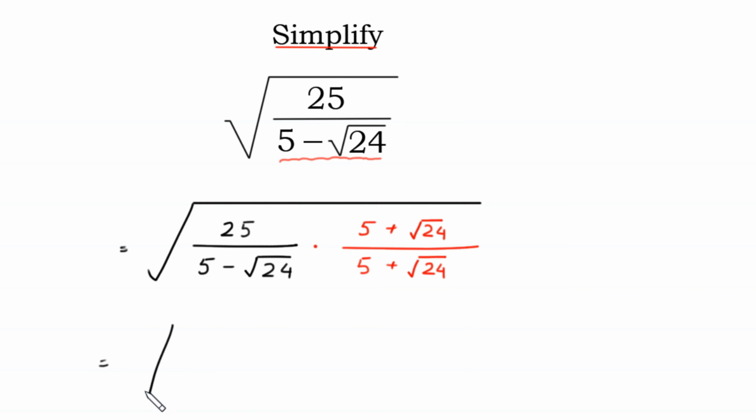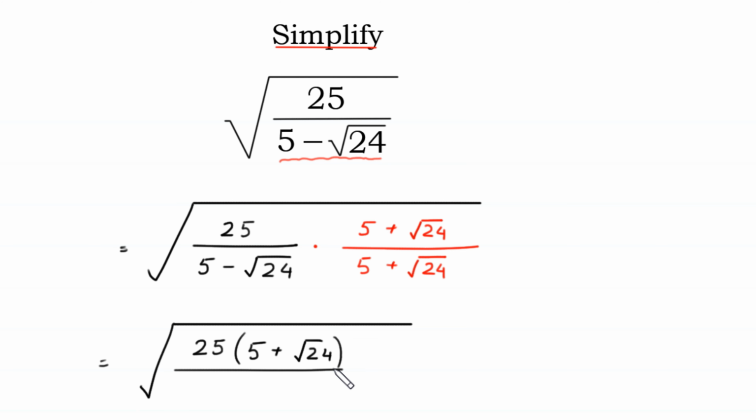Next, square root of, we multiply this 25 by 5 plus square root of 24, so 25 times 5 plus square root of 24, divided by, now we multiply this 5 minus square root of 24 by this 5 plus square root of 24.